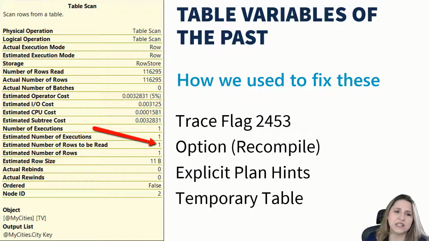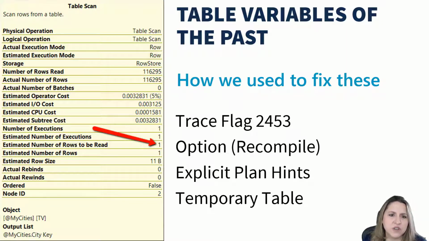Now, if you're not on 2019, and I touched briefly on this with the table variable page that we talked about, we could fix this, right? We could avoid the estimated row count of 1 by turning on trace flag 2453 or using an option recompile within our code or giving specific plan hints for that. Or we could have skipped table variables altogether and just used temp tables inside our code. And I've seen that too.